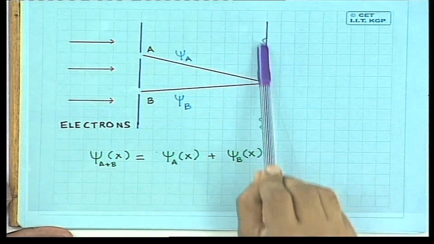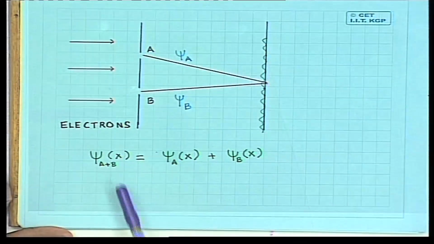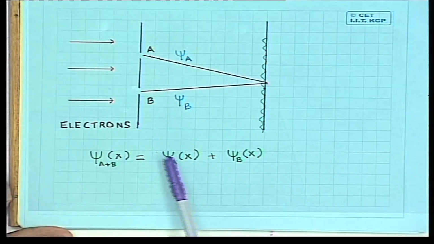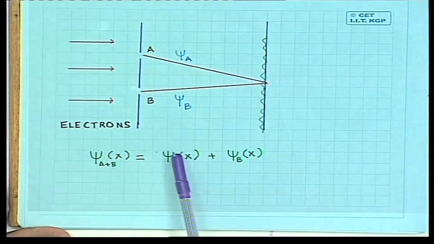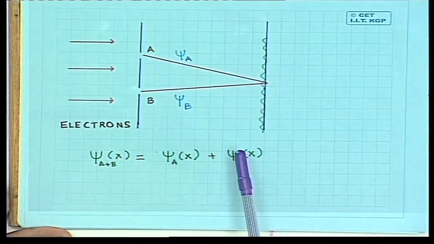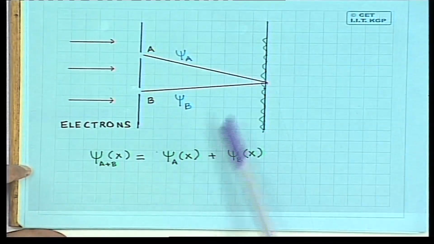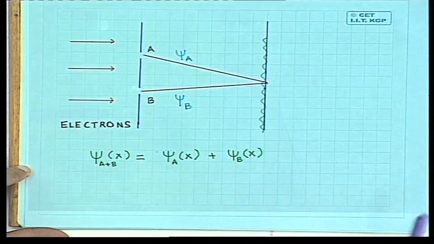By the time they reach the screen over here, the two different waves pick up different phases. The resultant wave on the screen is given by psi A plus B, which is equal to psi A plus psi B. Sometimes the phases add up, sometimes they subtract, and this gives you the interference pattern which you see on the screen.